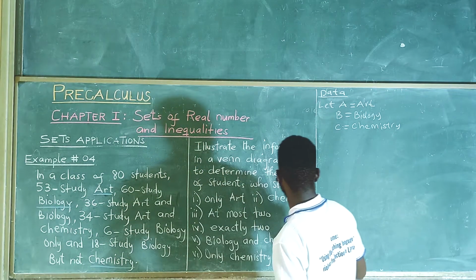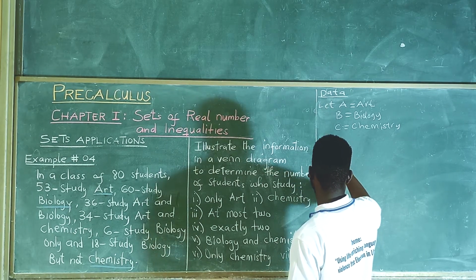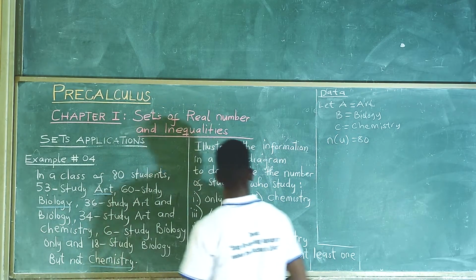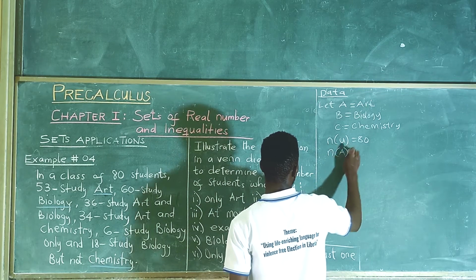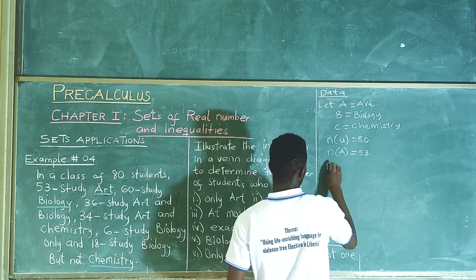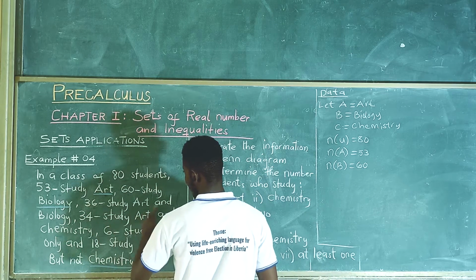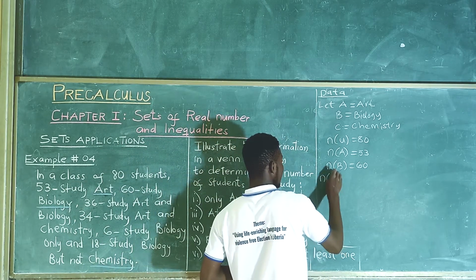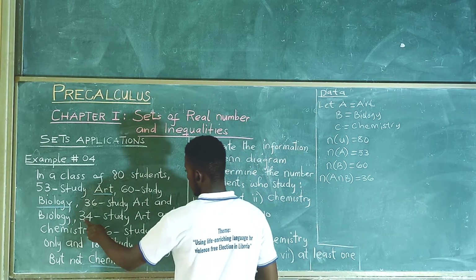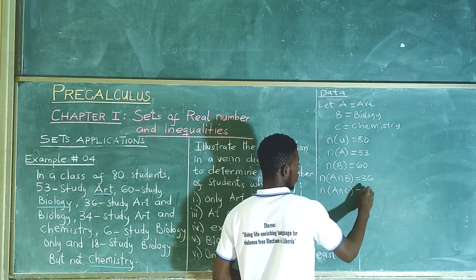In a class of 80 students, this means the number of students in the universal set, U, is 80. 53 study art, so the number of students who study art is 53. 60 study biology, so the number of students who study biology is 60. 36 study art and biology, so the number of students who study art and biology is 36. 34 study art and chemistry, so the number of students who study art and chemistry is 34.